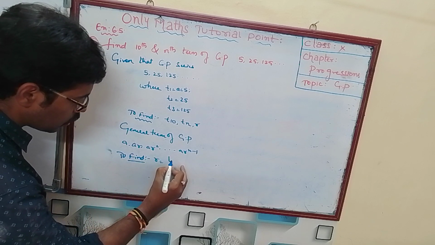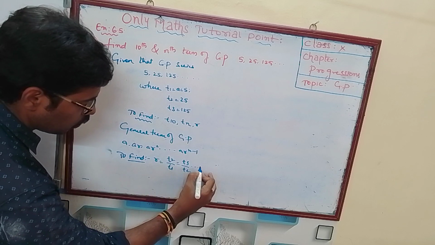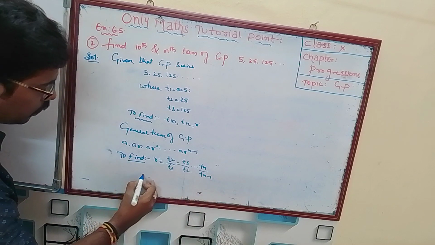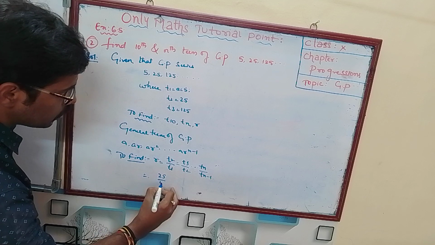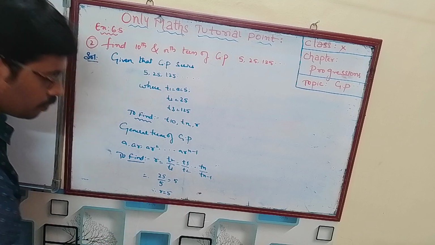So to find R, how to find R? What is the formula? T2 by T1, T3 by T2, and so on, Tn by Tn minus 1. So substitute the values. What is T2 here? 25. T1 is 5, so 25 by 5 equals 5. Therefore, the R value equals 5.